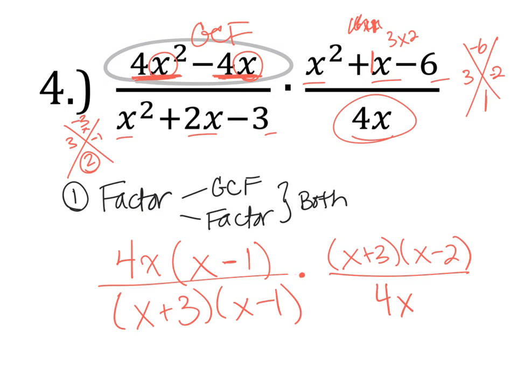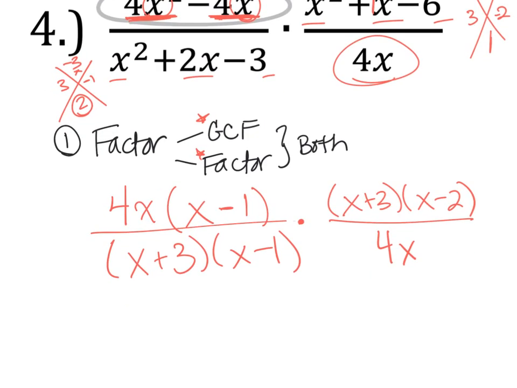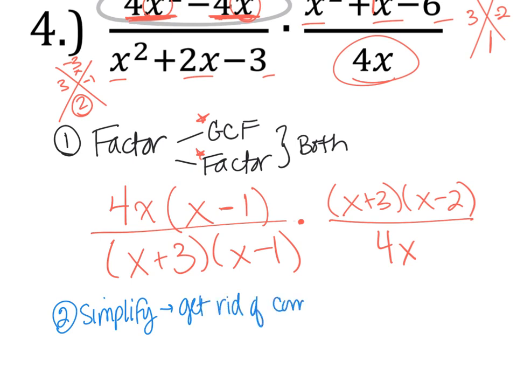So we've factored everything either by using a GCF or by normal factoring. Once we have done all of our factoring, the second step is to simplify. And by simplify, I mean get rid of common factors. That means divide them out, right?